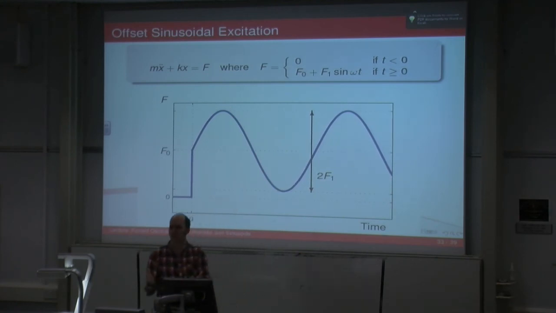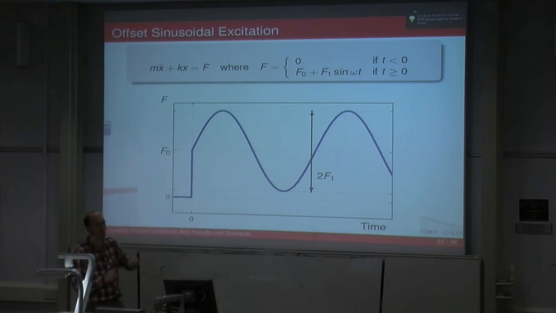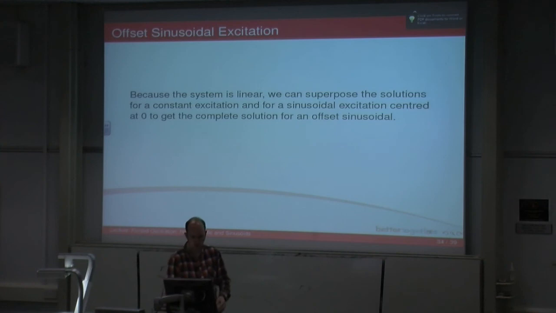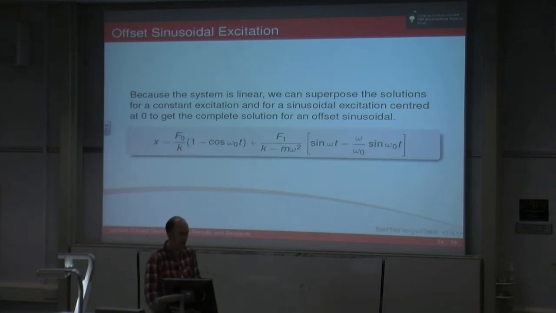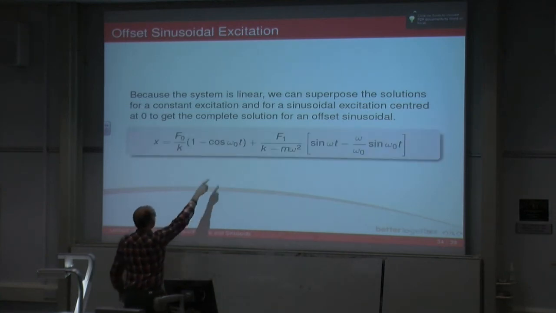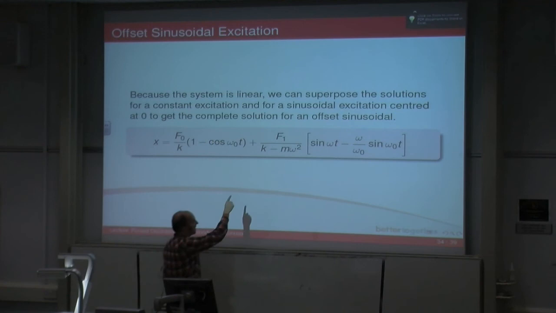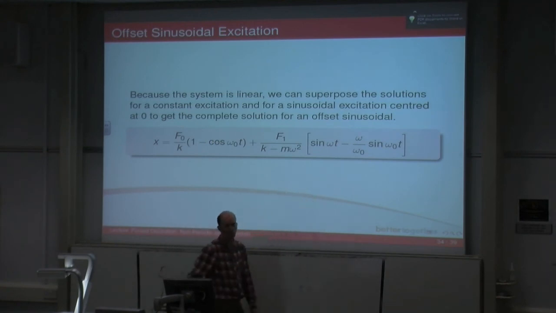Well, it's easy. We know the solution for when the forcing function is a constant, so you take that solution. And you know the solution when you've got a sinusoidal forcing function. We've just found it. And so to get the complete solution, you just add the two together. It's a linear system, so you can superpose these solutions together, i.e. sum them. And so there's our solution for the constant force, which we found. And there's our solution for the sinusoidal force, which we found.